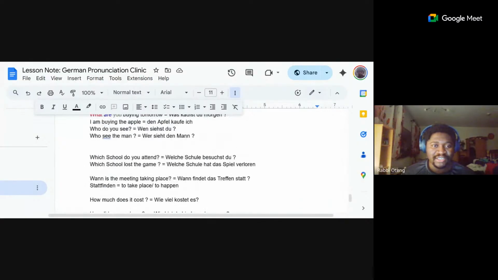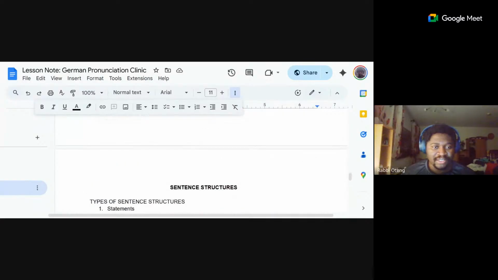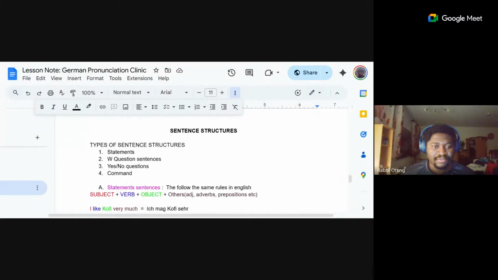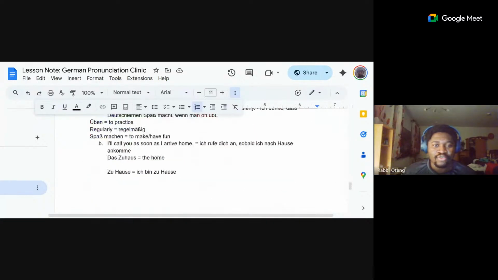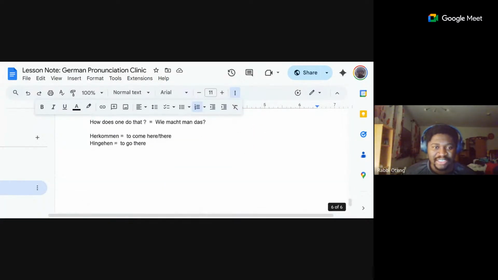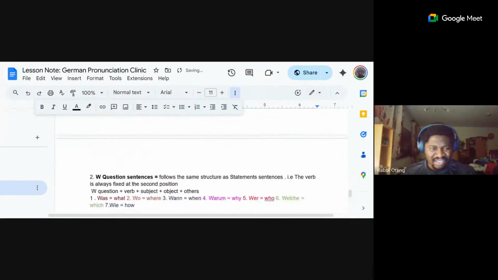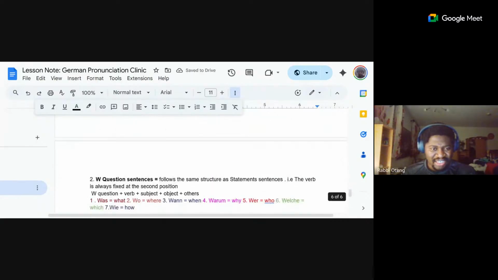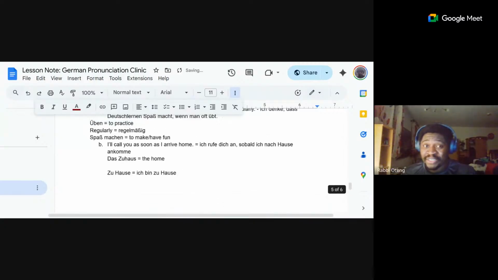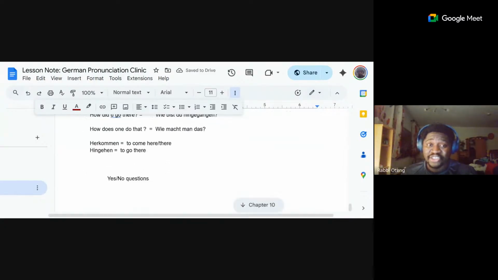W questions. Then the next one is the yes or no question. Yes or no questions are not difficult, but when you compare it to English, it's a little bit complicated, especially the helping verbs in English. But always remember that in German we don't use helping verbs. Okay, yes or no questions.